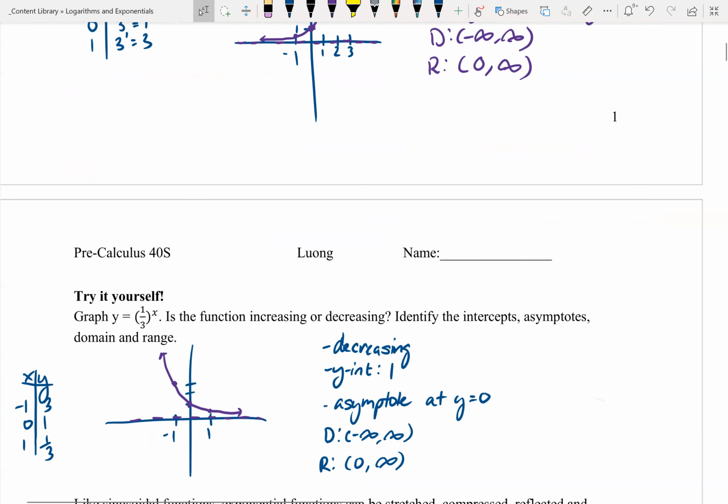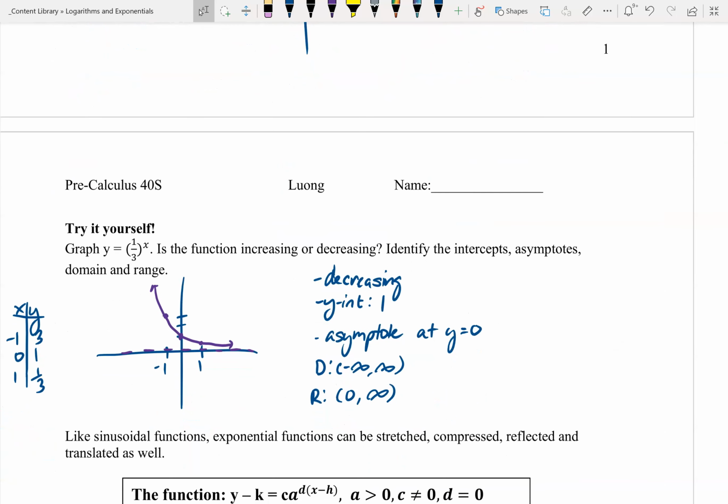So here's the solution to the try it yourself. I found 3 points using x equals -1, 0, and 1 in a table of values to find the corresponding y values. And then I graphed those points on an xy plane. You can clearly see it's a decreasing function, and we again should know it's decreasing because a is a third, which is smaller than 1. It's a proper fraction. Your y-intercept is at 1, your asymptote is at y equals 0, domain is from negative infinity to positive infinity, and your range is from 0 to infinity.